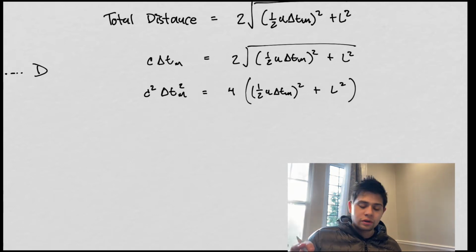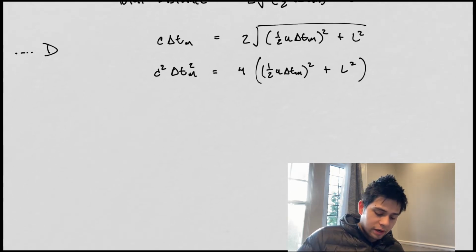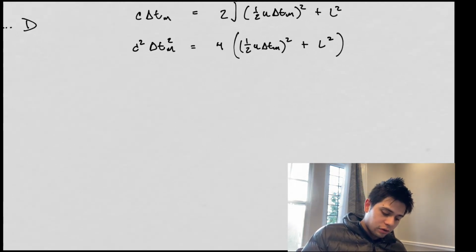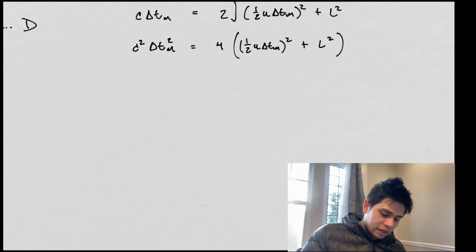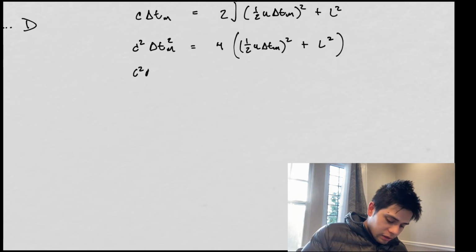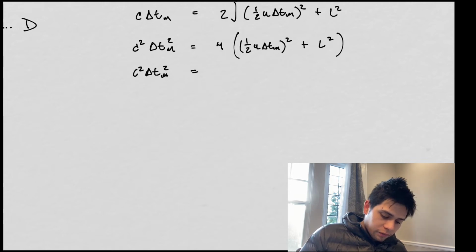And what I want to do now is isolate t moving. I want to see what happens, right? So we can basically say now that c squared delta t m squared equals, so this part right here, what's this going to be? So this is going to be 1/4 times u squared times this squared, right? And then this is going to cancel out with that 4.